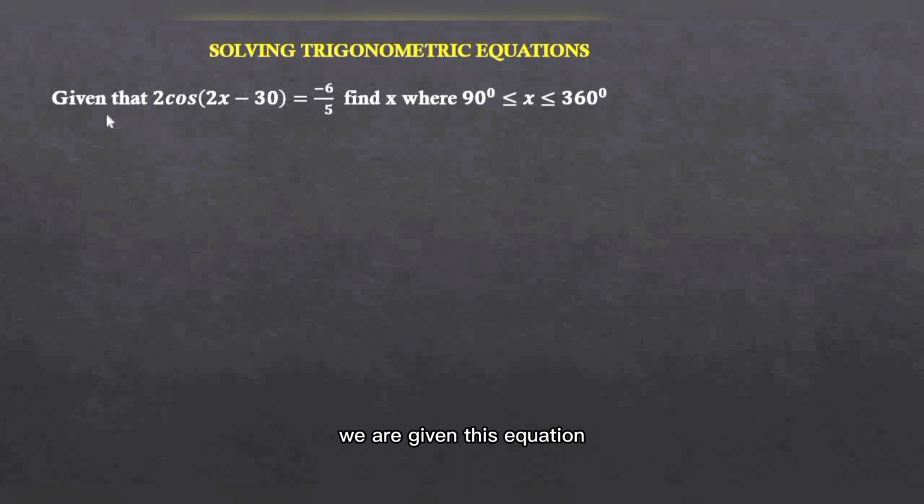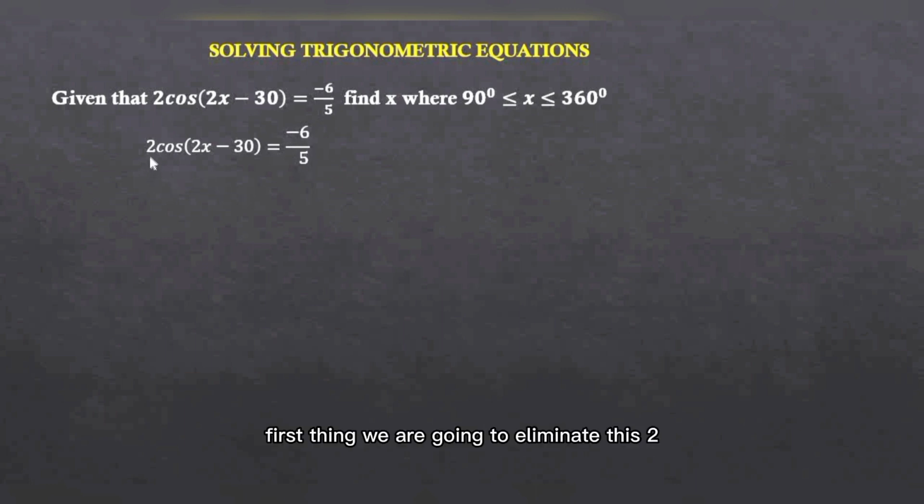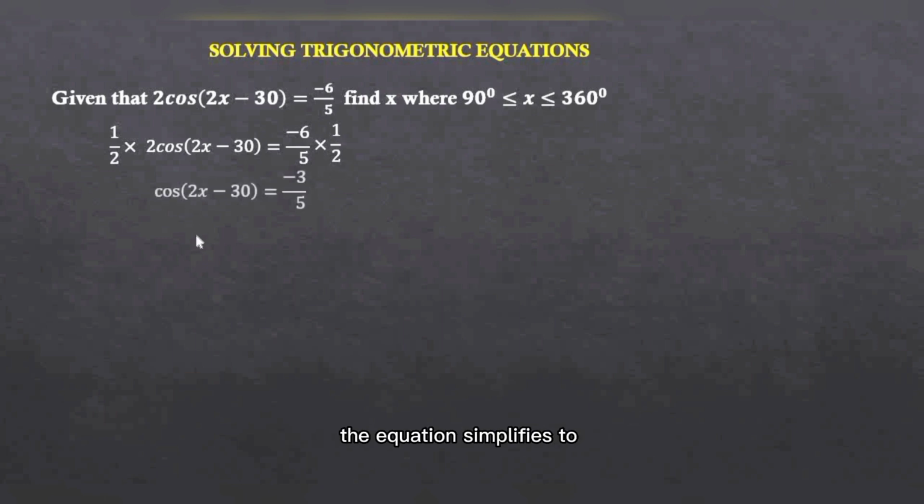In the question, we are given this equation, that is twice cosine of 2x minus 30 is equal to negative 6 over 5. First thing, we are going to eliminate this 2 by multiplying both sides of this equation by a half. So the left hand side is multiplied by a half and the right hand side is multiplied by a half. The equation simplifies to cosine of 2x minus 30 is equal to negative 3 over 5.